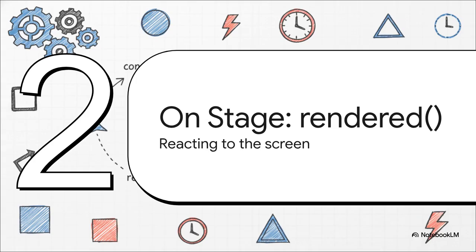Okay, next up, the component is on stage, the lights are on. The renderedCallback hook fires after the component's UI has been rendered and is actually visible to the user.